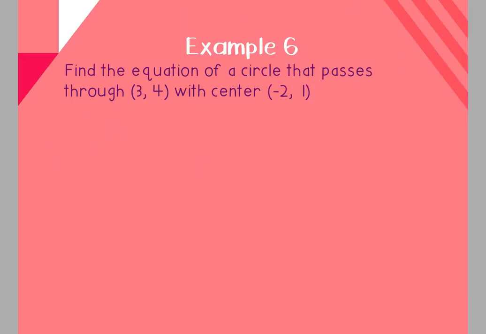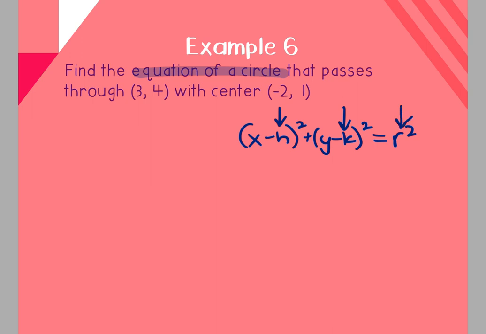All right, the other way you'll see it is a question like this. Find the equation of a circle that passes through 3, 4 and has a center of negative 2, 1. So if I'm finding the equation of a circle, my end answer needs to be in the format of x minus h squared plus y minus k squared equals r squared. And I need a number where h is, where k is, and where r is.